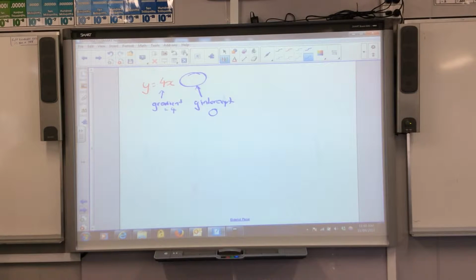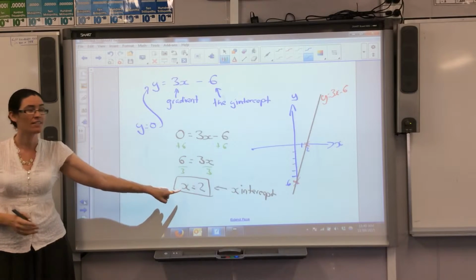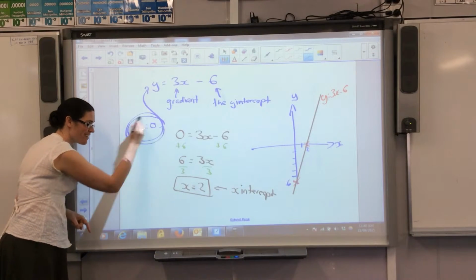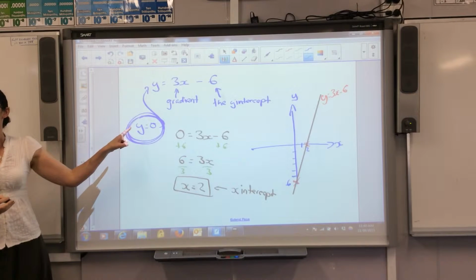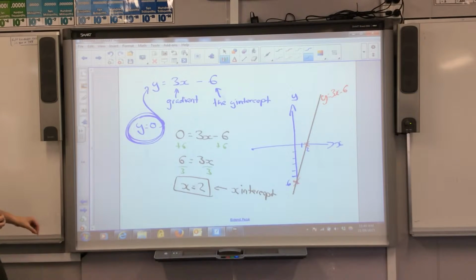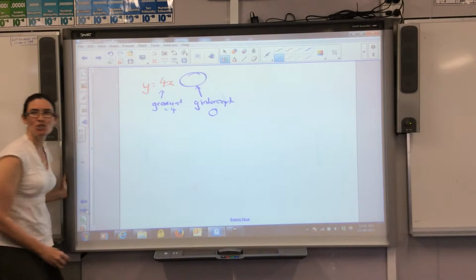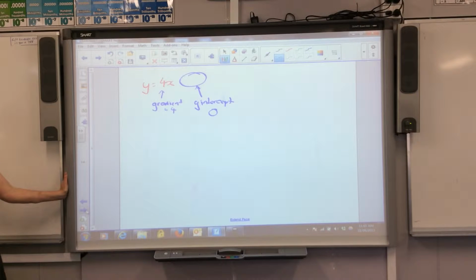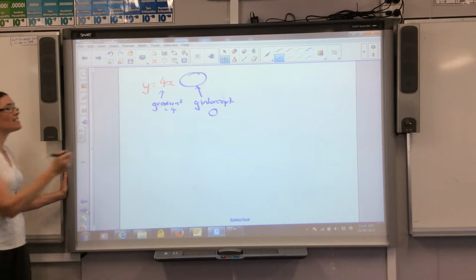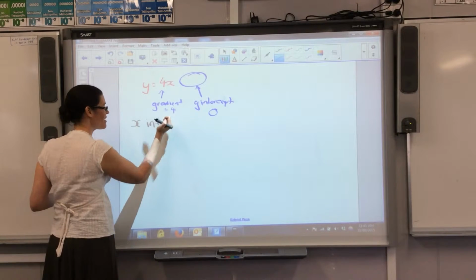What did I do? How did I find it back here? You added 4 on both sides? How did I find it? I put y equals 0. That's what I thought, y equals 0 was just the example. Okay, x-intercept.